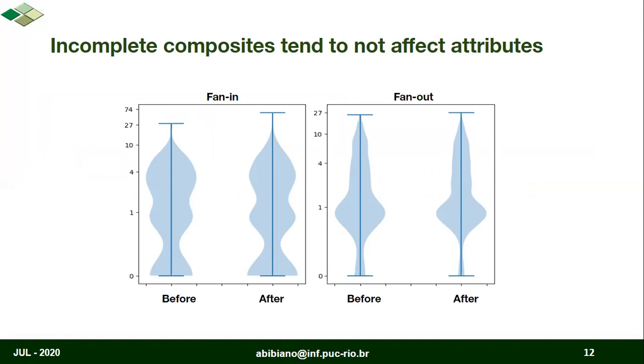We analyzed the changes in these code metrics before and after the application of incomplete composites. We observed that the differences in these code metrics before and after the application of incomplete composites are not significant. This indicates that incomplete composites often keep the internal software quality while other code changes are applied.